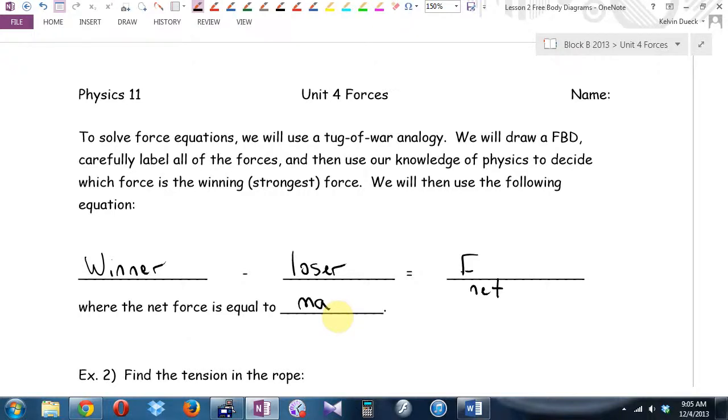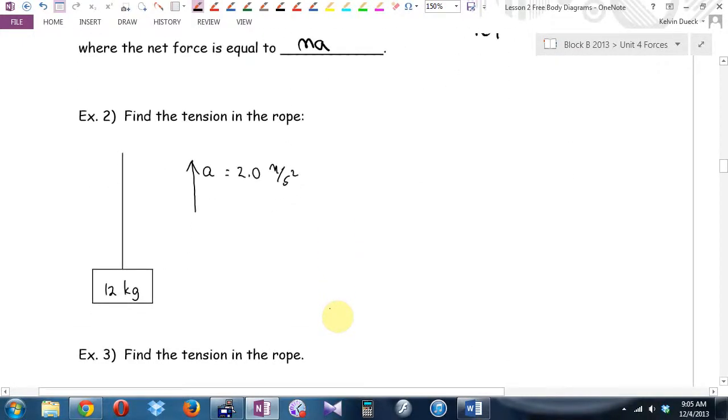As an example, same one we did a little while ago. It says find the tension in the rope. Tension is a force. So what does it want me to find? Tension. You know what? This is a job for a free body diagram.